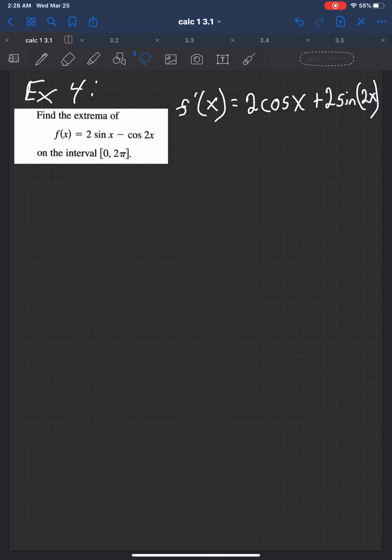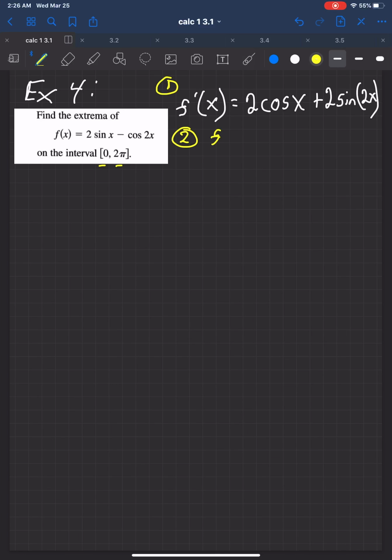Okay, ready? And let's jump in. So this would be step 1, right? Take that derivative. It says find the extrema of 2 sine of x minus cosine of 2x on the interval from 0 to 2 pi. All right, so we went through, we took the derivative.